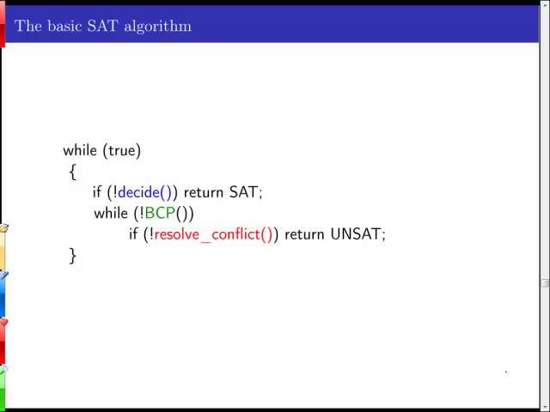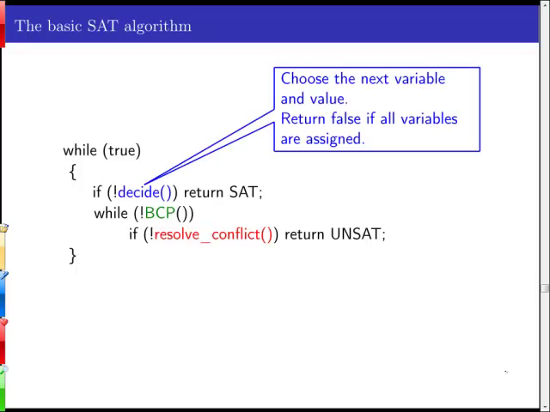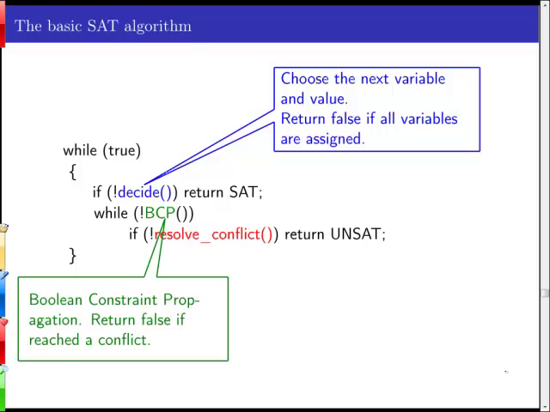like the following. We always make a decision, and this decision just chooses the next variable and its sign. And if all variables are already assigned, that means we have a solution. Now, we have an assignment, so we propagate it. And if no conflict happens, then it returns true. If a conflict happens, then it returns false.